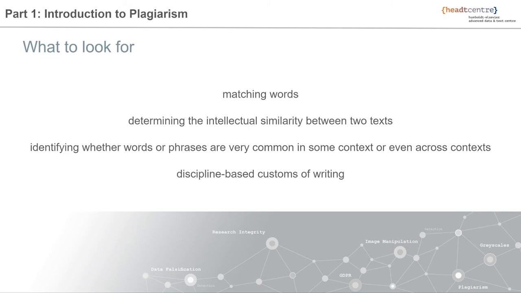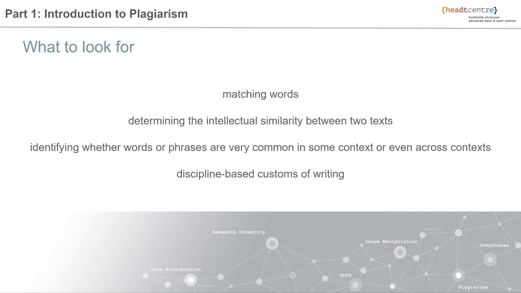Let's stick with text plagiarism for now. Thinking about text, those details include counting matching words, determining the intellectual similarity between two texts, identifying whether words or phrases are very common in some context or even across contexts, which would be regular common knowledge found in textbooks, but also the discipline-based customs of writing, which can be different in the natural sciences than, for example, in the social sciences.